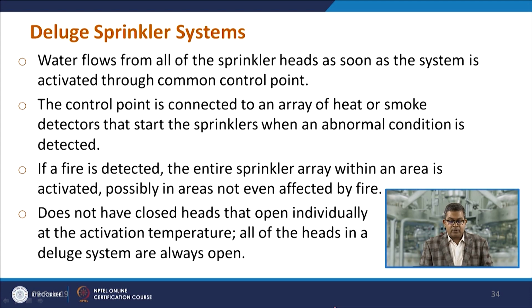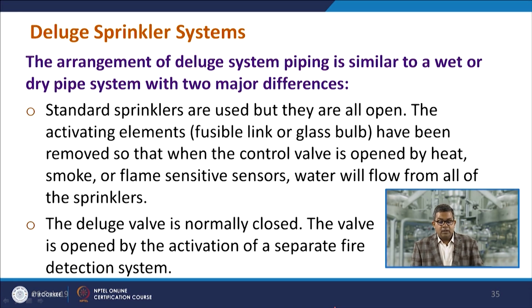So it does not have a closed head that opens individually at the activation temperature, and all the heads in a deluge system are always open. So the arrangement of the deluge system piping is similar to a wet or a dry pipe system with two major differences. One is that the standard sprinklers are used, but they are all open.